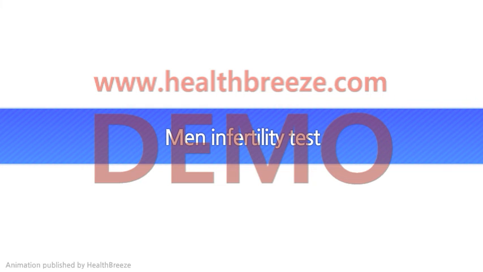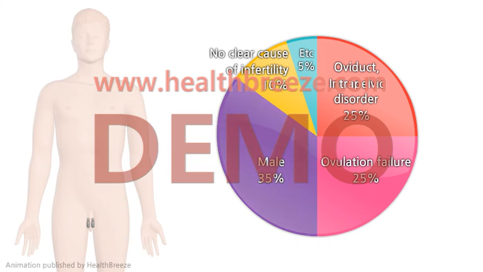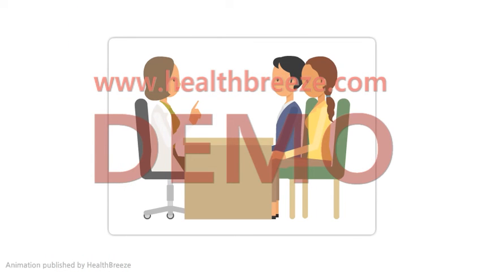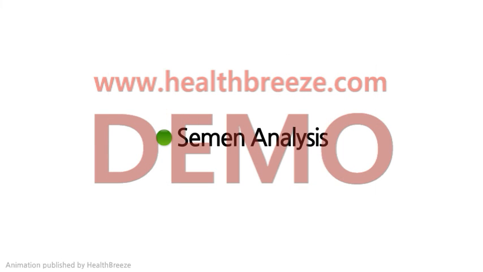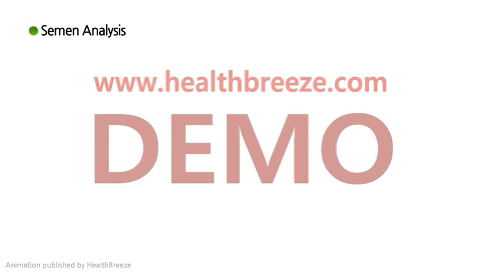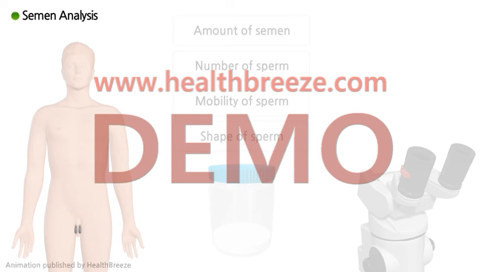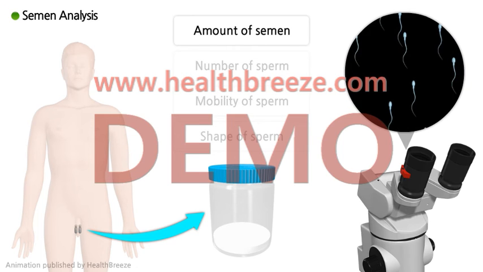Men's infertility test. A cause of infertility is also heavily from men, so it is recommended that a couple goes through infertility tests together. Semen analysis. This test is the most basic infertility test. Semen is collected in a sterilized container. To check the amount of semen and the number of sperm and its mobility and shape within 1 hour, the test is repeated at a certain interval.